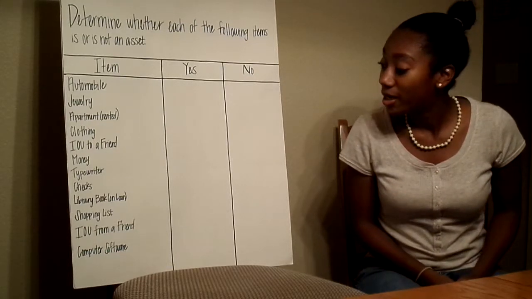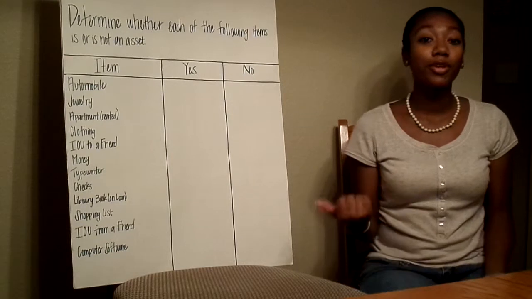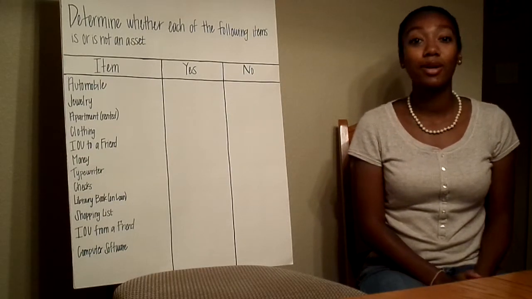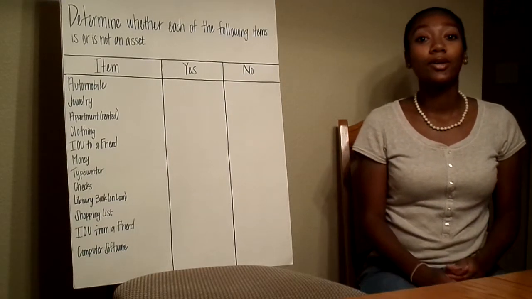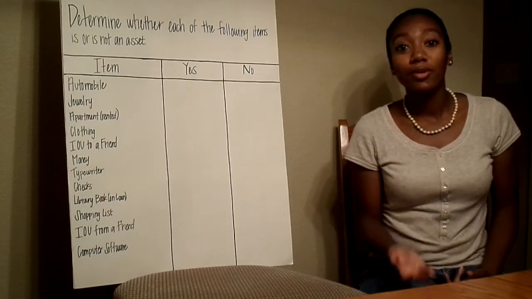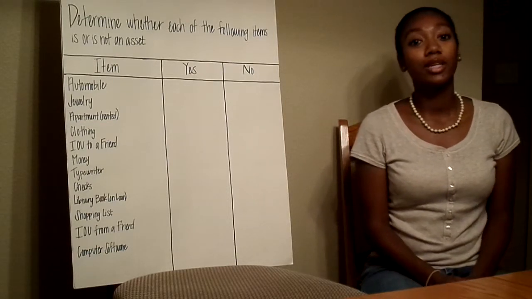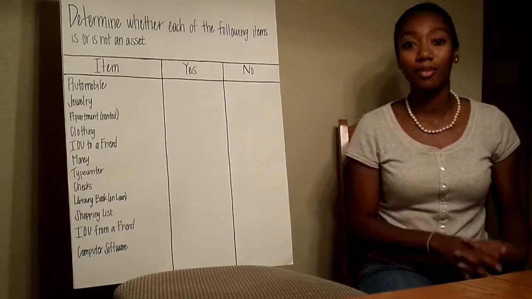And the last one that we're going to talk about is an IOU from a friend, which is different from the previous one because in this case you are receiving money. So let's say a friend borrows $20 from you and now they are returning the money to you. That would be an asset because you are now receiving the money.